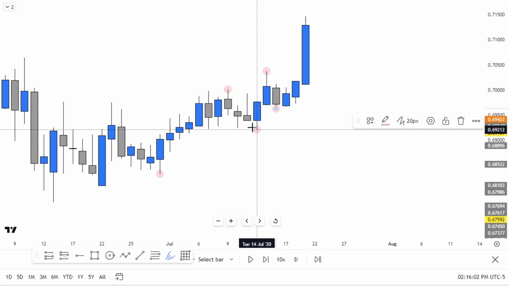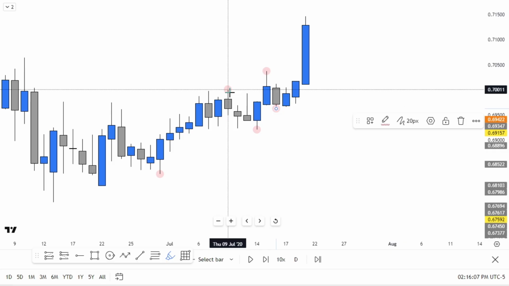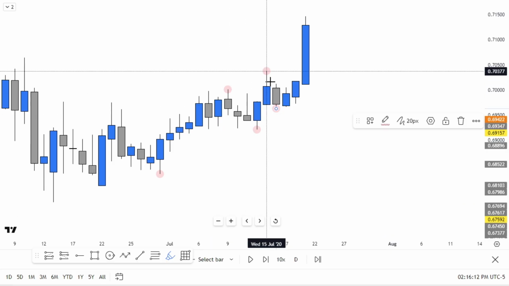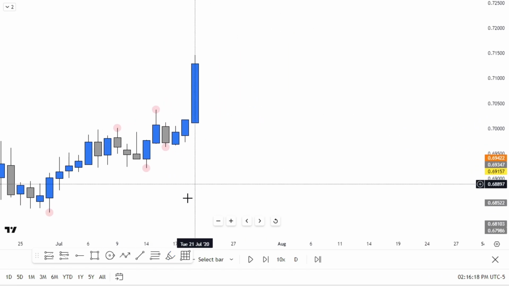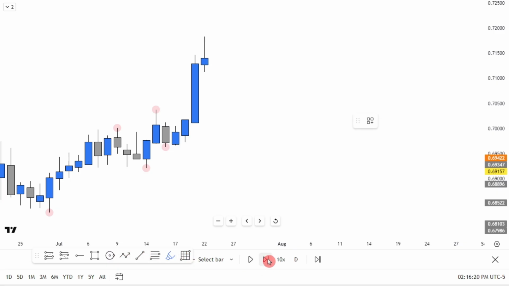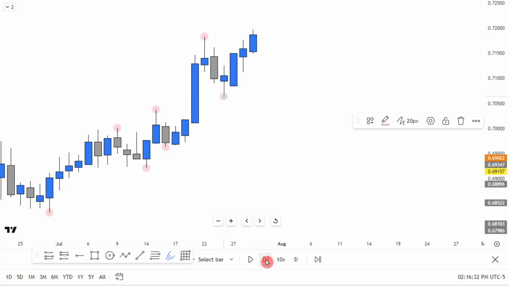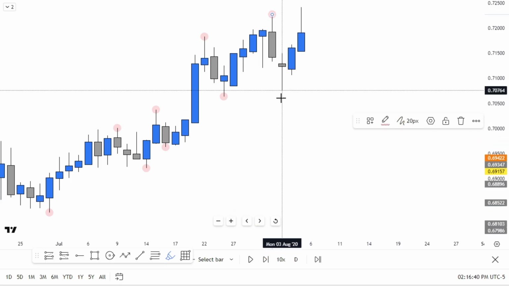You see the sequence playing out? We have a higher low, higher high, higher low, higher high, higher low. Let's see what else price does. Okay, this makes a next higher high, and this makes a next higher low, a next higher high here, and the next higher low.